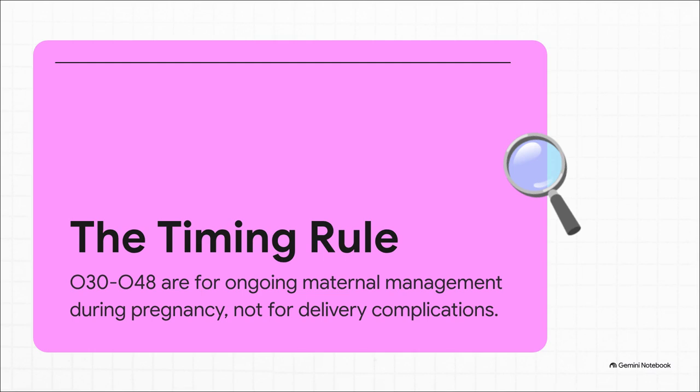As coders, we have to remember that codes O30 through O48 are all about ongoing surveillance and management during the pregnancy. They are literally not meant for those acute, sudden complications that pop up right in the delivery room. Those have their own separate codes we'll get to another time. The magic phrase to remember here is ongoing management.